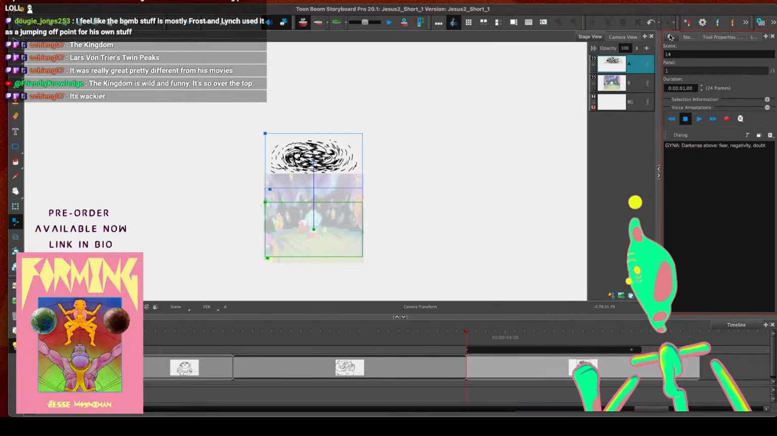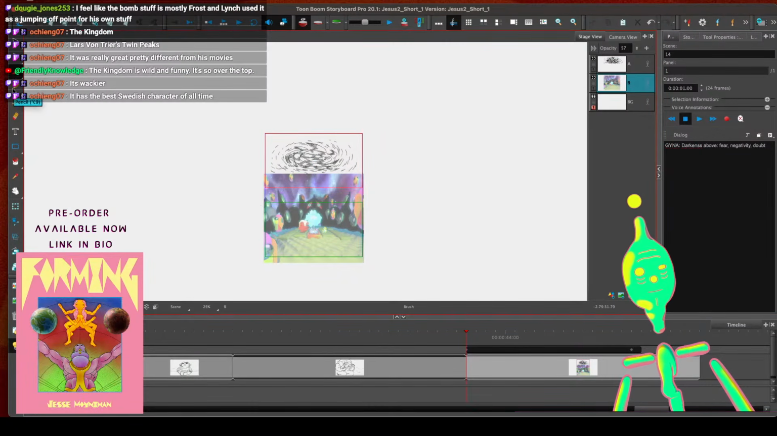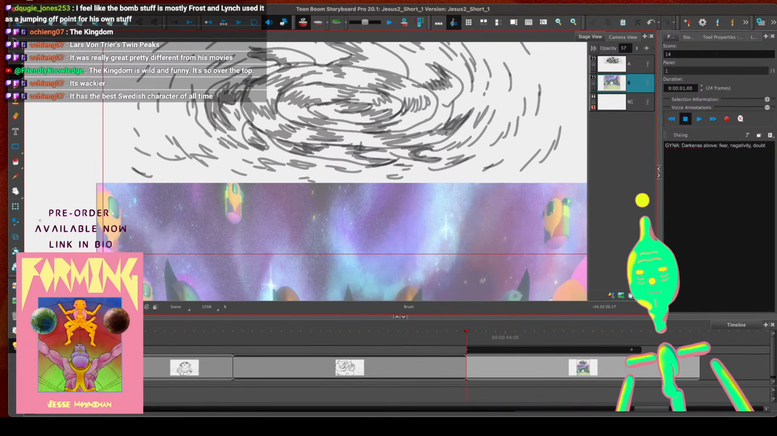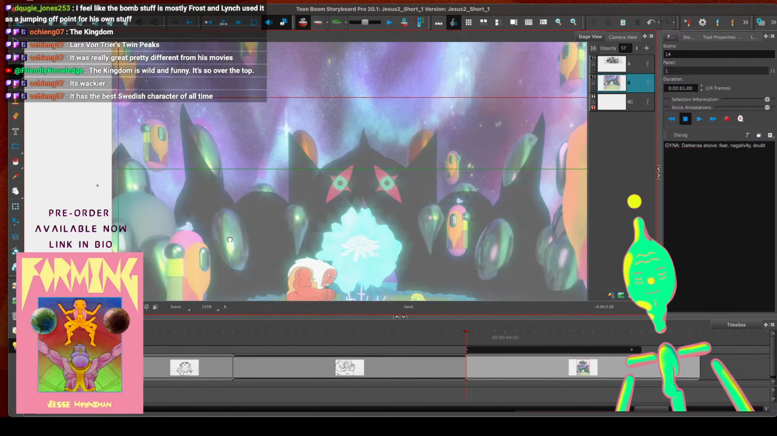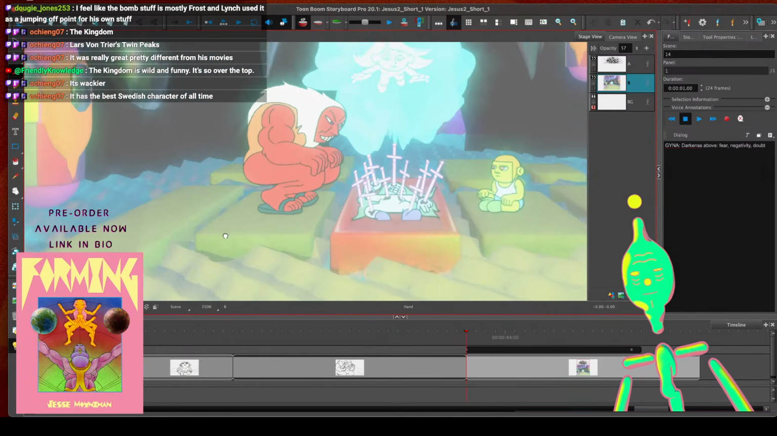Kingdom is wild and funny, so over the top. Okay, that's good to know. Yeah, we've talked about this before. I really don't care for Lars von Trier, but it's his earlier stuff, so maybe it's closer to what I would be into.